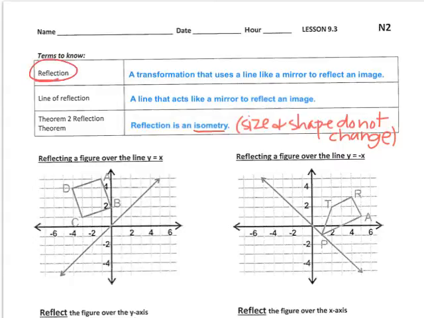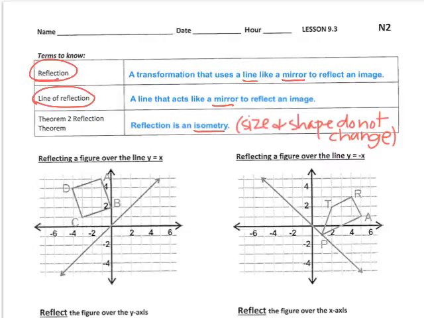A reflection is a transformation that uses a line like a mirror to reflect an image. So we're going to be using a line of reflection, and that line is going to act like a mirror to reflect an image. That image should be the exact same shape and the exact same size, but it's going to be on the other side of the line that you're given in that particular problem. And we're going to look at several different lines.